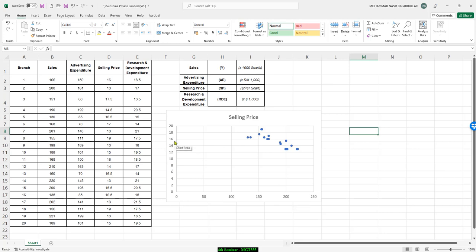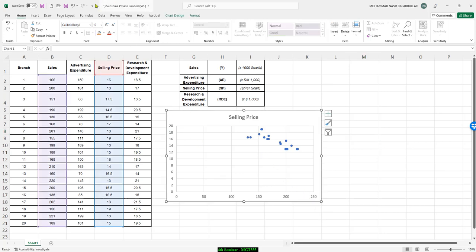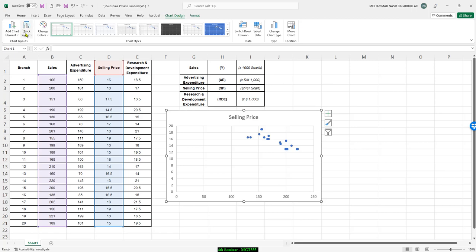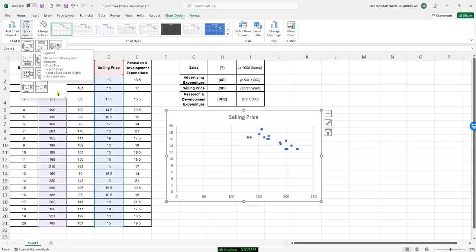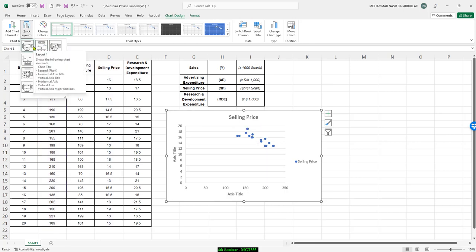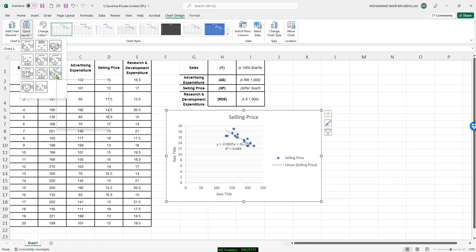Mesti letak label. Kalau tak letak label, it will be a no meaning visualization lah. Kita tak tahu apa maksud 0 to 20 ni apa dia represent. 0 to 250 ni represent apa. So to do that, kita pergi ke chart design and quick layout. Dekat sini dia ada banyak lah, right? So dia ada banyak layout, right? So maybe we can take this one or the last one, the number 6 punya, layout 9, right?